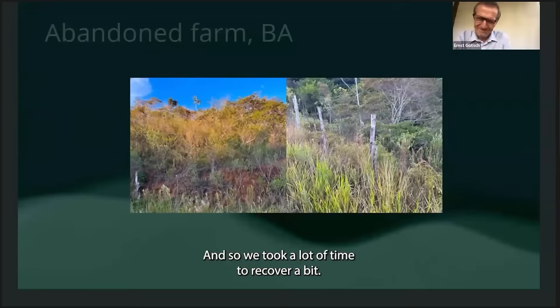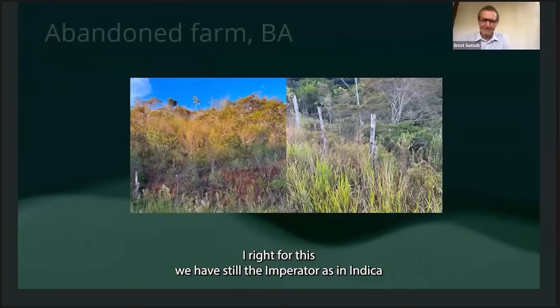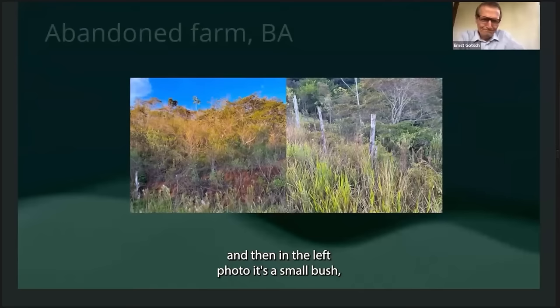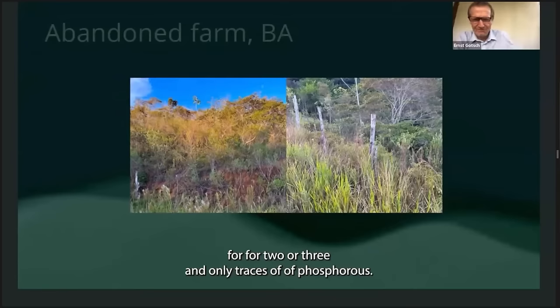In the picture we have, left and right photos, still Imperata cylindrica. In the left photo, it's a small bush, a landscape with some herbs underneath, pH around 4, 4.2, 4.3, and only traces of available phosphorus. And Philip took some samples in order to look at the microorganisms of the places.